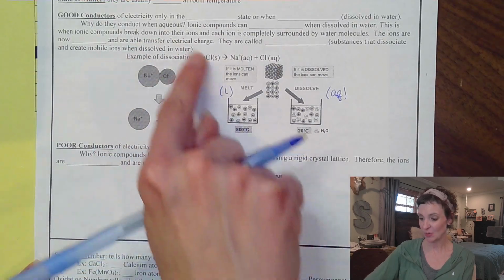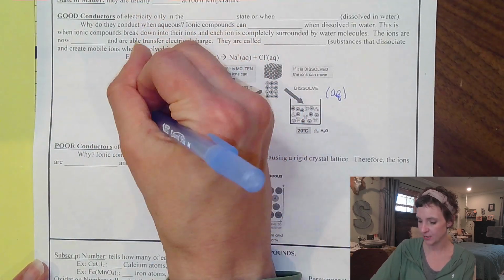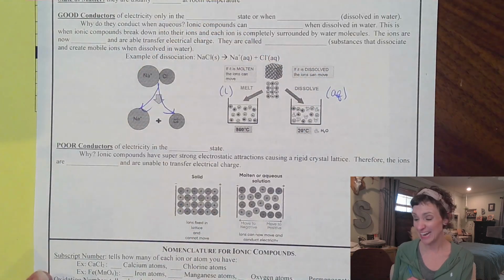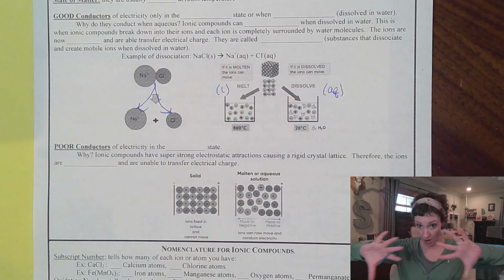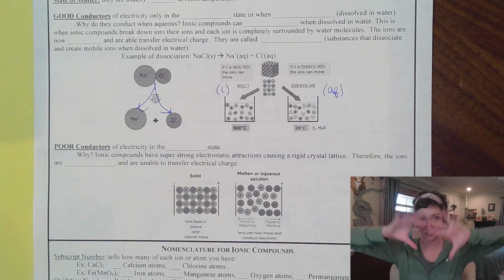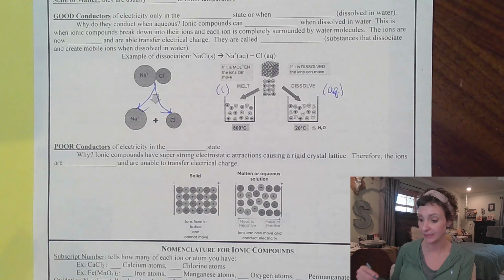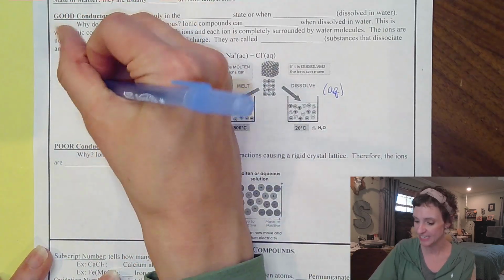So here is also a really nice picture showing how sodium chloride will split up into its ions because water actually breaks that electrostatic attraction and surrounds those two ions completely. So this is called dissociation.